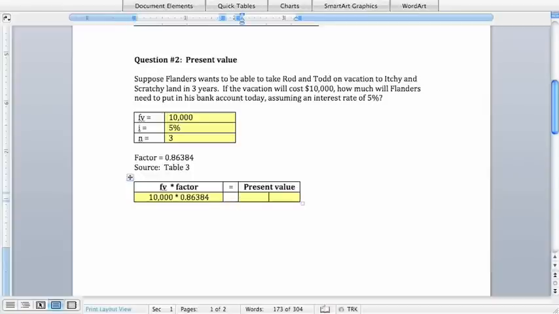And so that means that we would need to put $8,638.40 in the bank if we wanted to be able to go on vacation in 3 years.